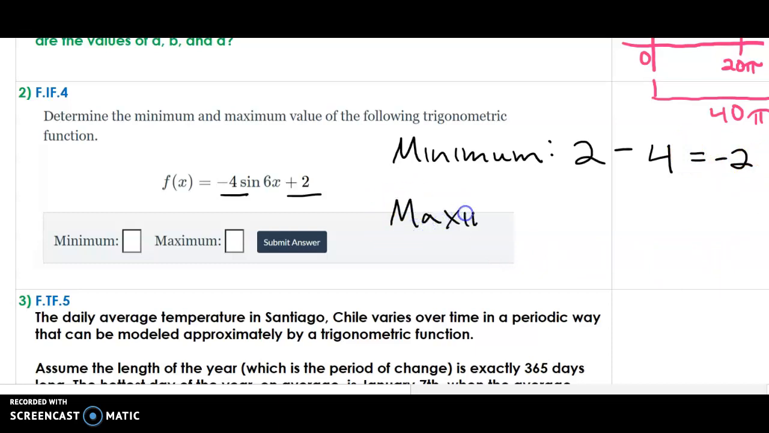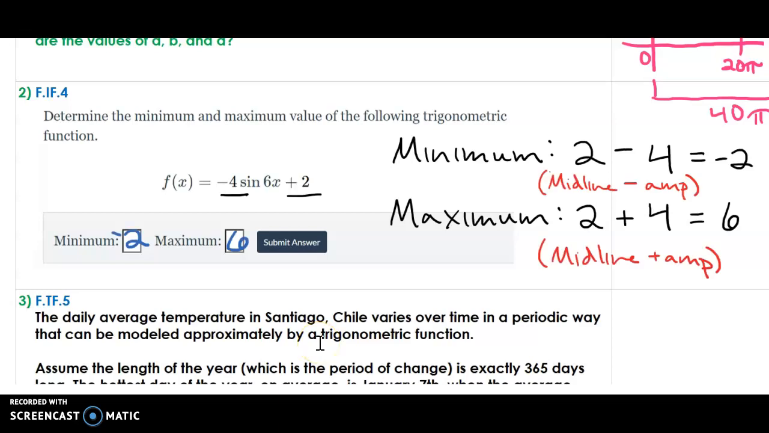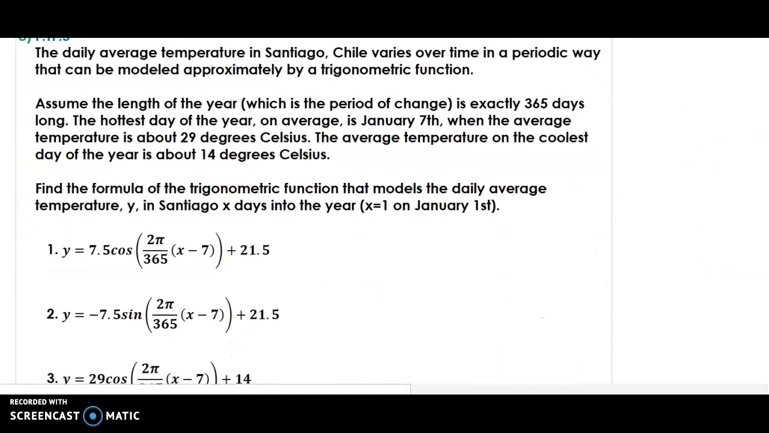My maximum is going to be my amplitude, or excuse me, my midline plus my amplitude, so plus 4. And that will give me a maximum of 6. And if it helps, I went ahead and wrote in words how we find our minimum and how we find our maximum, right? Midline minus amplitude for minimum, midline plus amplitude for maximum. Okay, let's move on to our last problem.